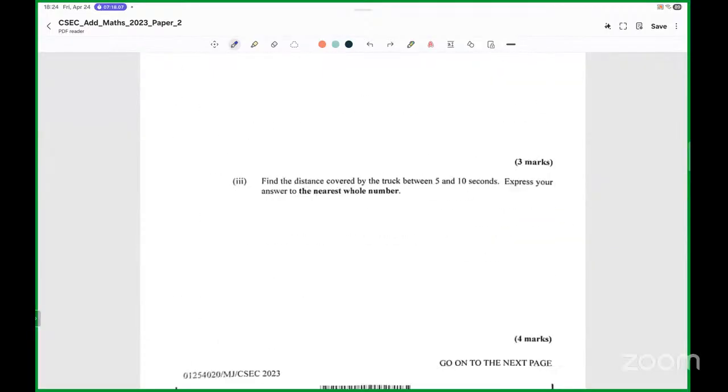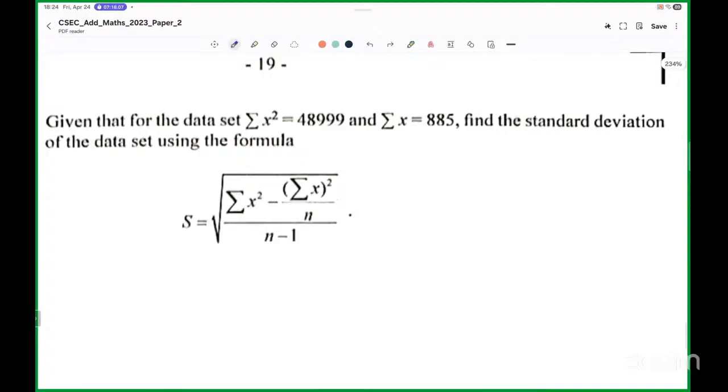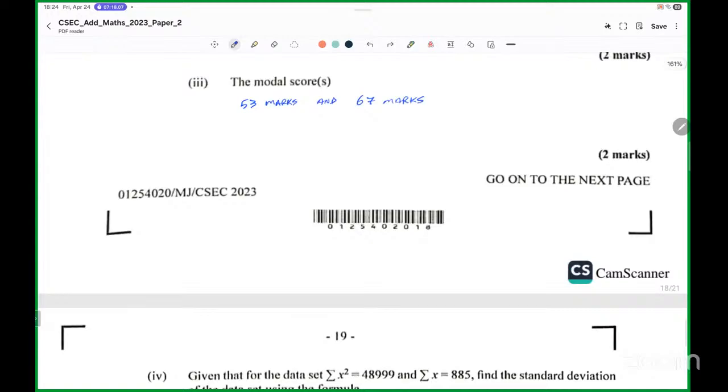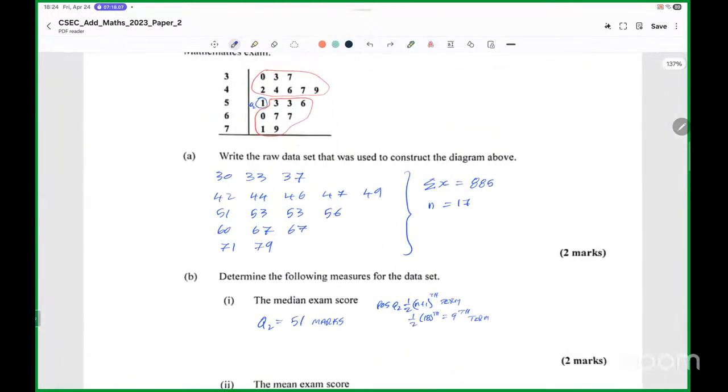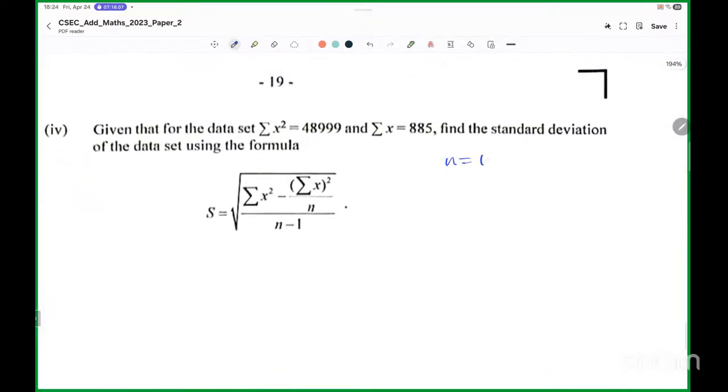So they give you the formula to use, you use it. So what do we need? They give us the sum of x squared, which is this. This value comes in here. And they give us the sum of x. That value comes in here. And n was what? 17? N was 17, right? So we have everything we need. Just put the values in the formula. N is equal to 17.